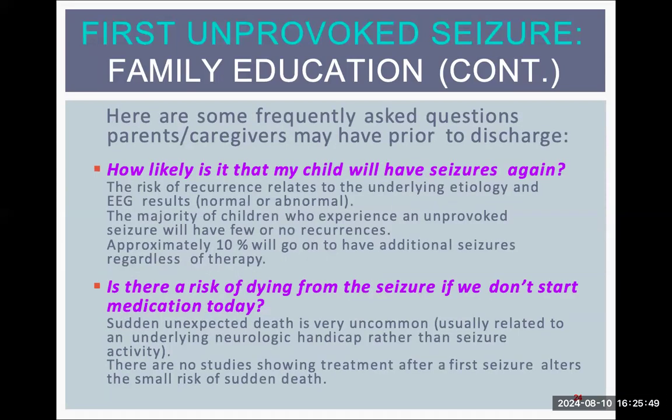Here are some other questions that might be asked. How likely is it that the child will have another seizure? I think we already answered that question. And what is the risk of dying from a seizure if they don't start medications? Sudden unexpected death is very uncommon, and again, it depends on the patient's neurological status. From only a seizure, it is uncommon. And there are no studies showing that treatment after a first seizure will alter the small risk of sudden death.